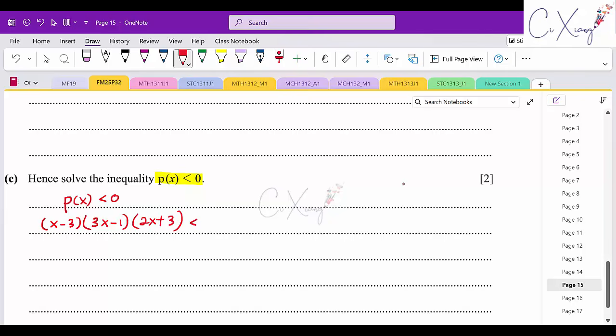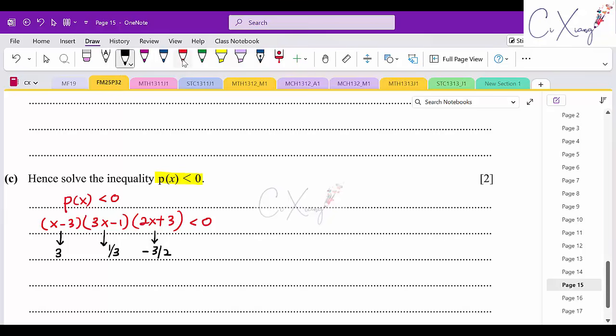And I want to see what is the range of the value of x so that the whole polynomial is a negative polynomial, or negative value, or smaller than 0. For me, there are many ways that you can solve it. Basically, I'm using a number line. From this bracket, x minus 3 equals to 0, I get x equals to 3. Then for this one, I get the critical value 1 over 3. And for this particular bracket, I have the critical value negative 3 over 2.